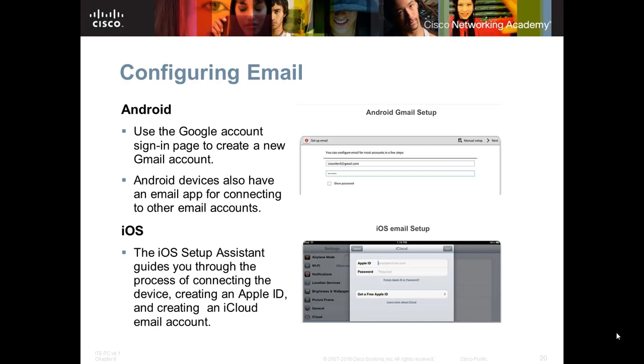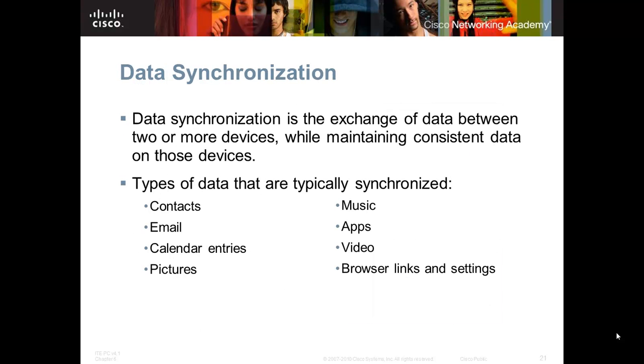To configure email through Android, typically it's going to be tied to some type of Gmail account, but it also does have other apps that you can use to connect to a corporate account, such as Outlook or an Exchange server. The iOS uses the iOS Setup Assistant, and this is tied to an Apple ID and an iCloud email account.